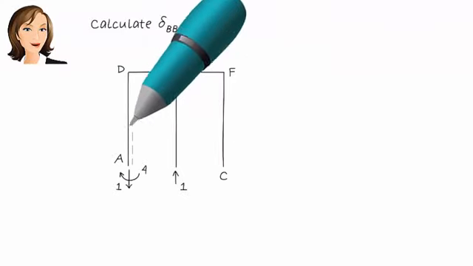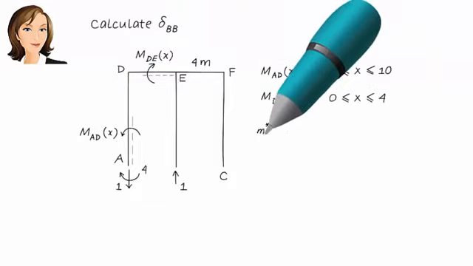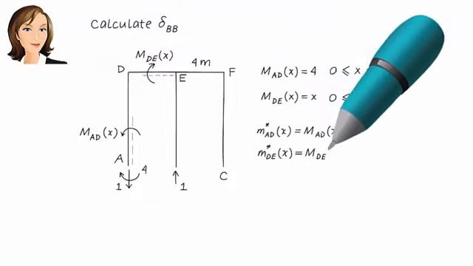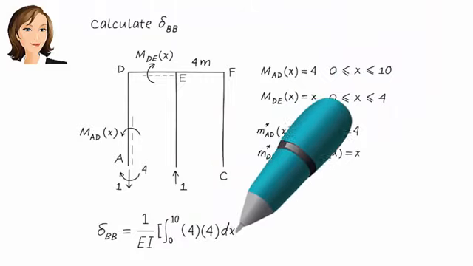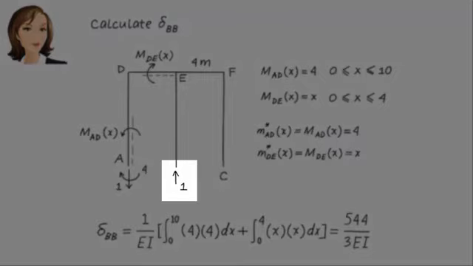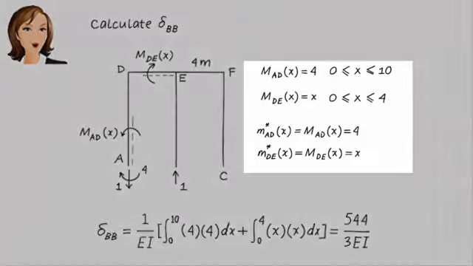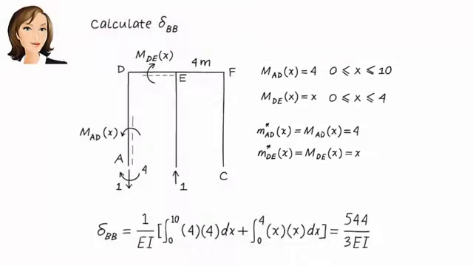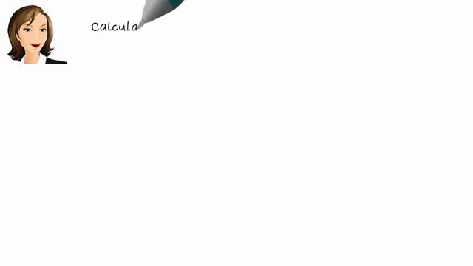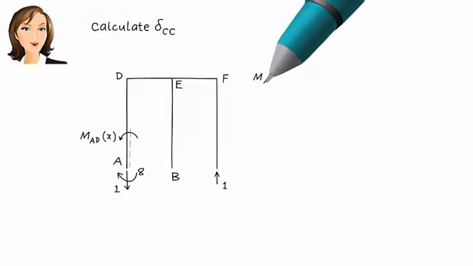This is the vertical displacement at B due to a vertical unit load applied at B. Since the unit load and the virtual unit load are applied at the same point and in the same direction, M and M star are going to be the same. Here are the non-zero moment equations, and here is delta BB. Delta CC, the vertical displacement at C due to a unit load placed at C, can be calculated in the same manner.